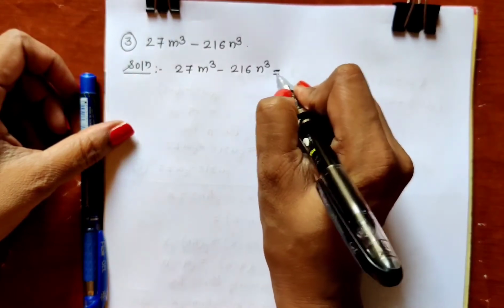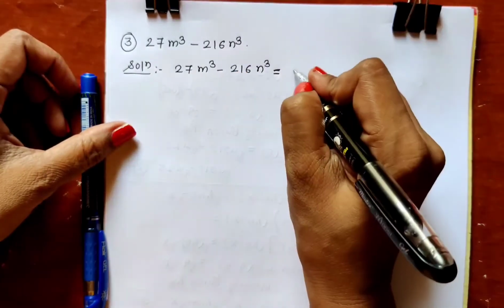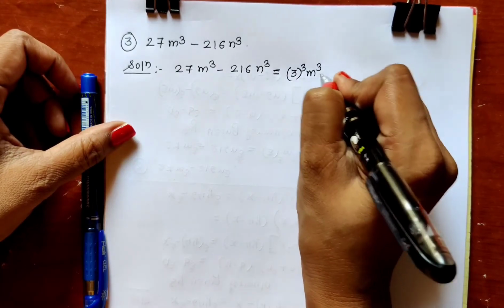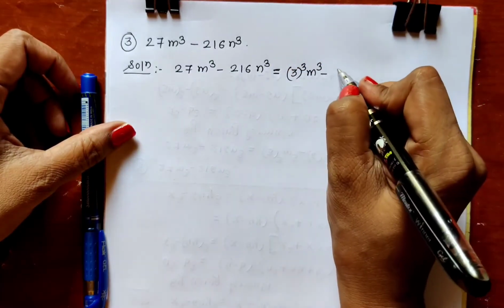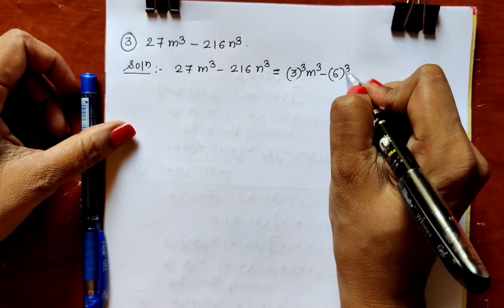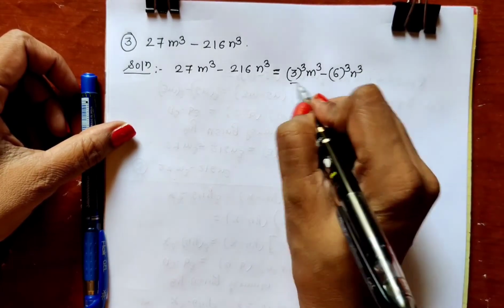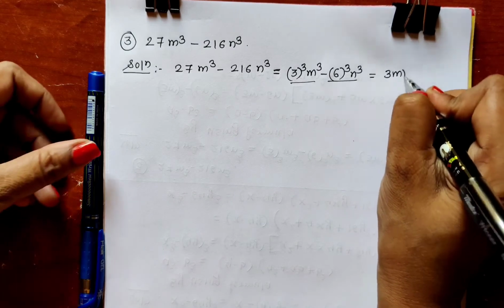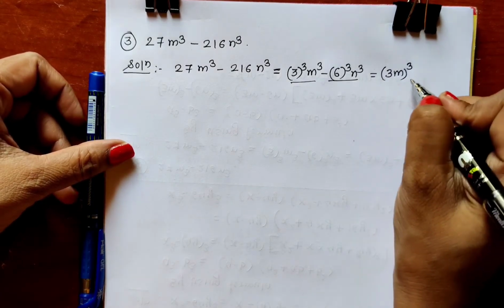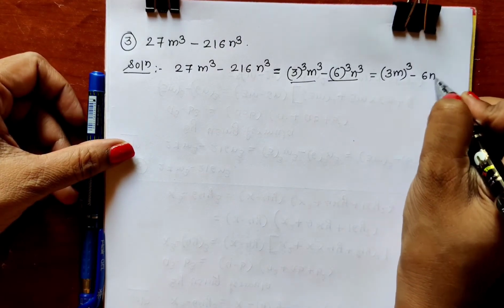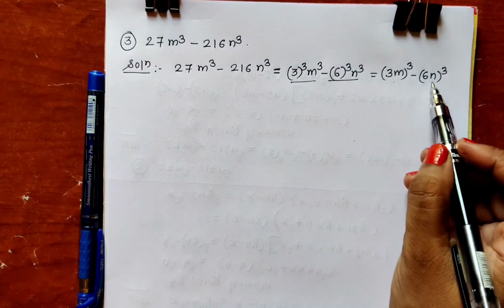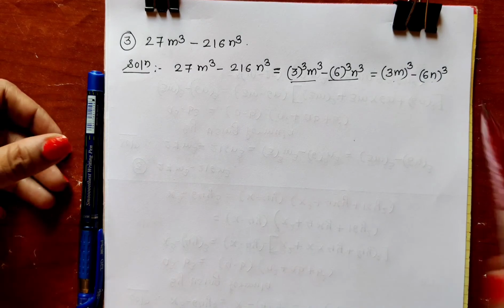So it can be written as 27m cube means 3 cube into m cube, and 216 is the cube of 6, 6 cube into n cube. Combined, these two can be written as (3m) whole cube minus (6n) whole cube. Now we have got it in the form of a cube minus b cube.